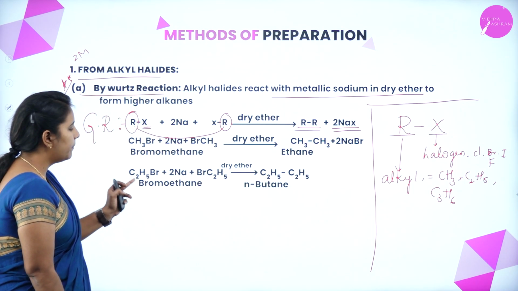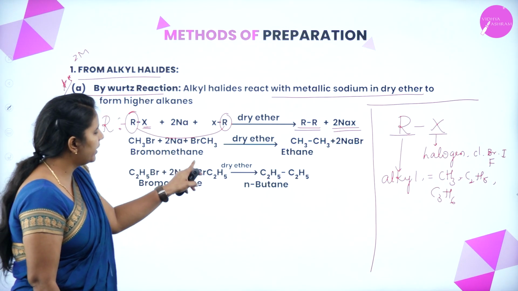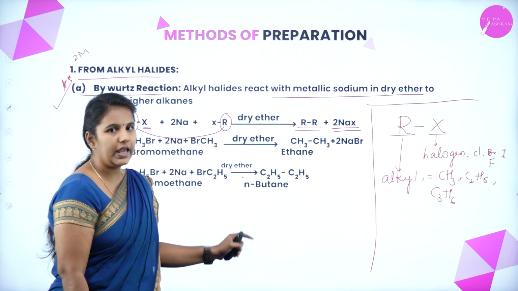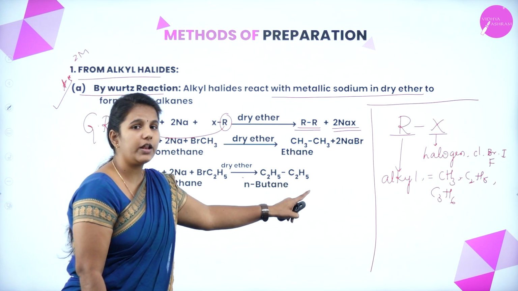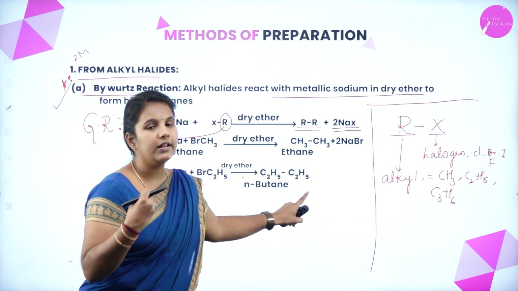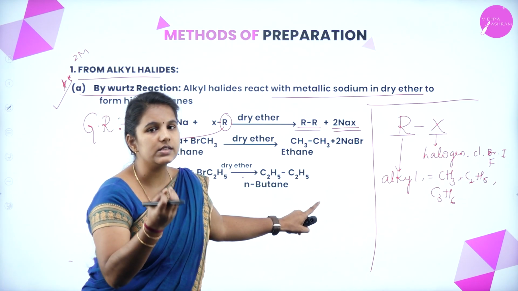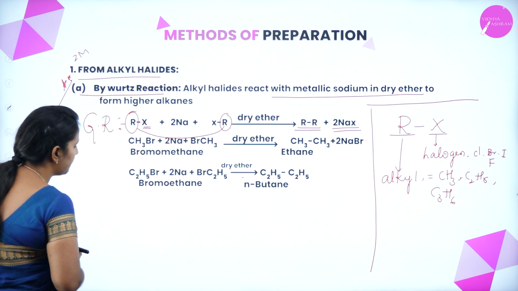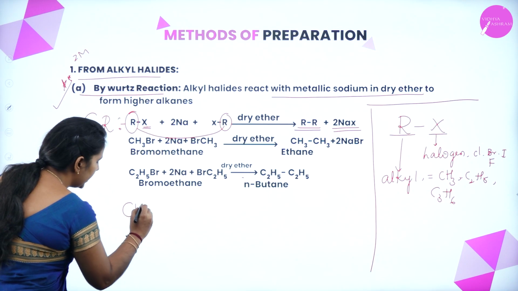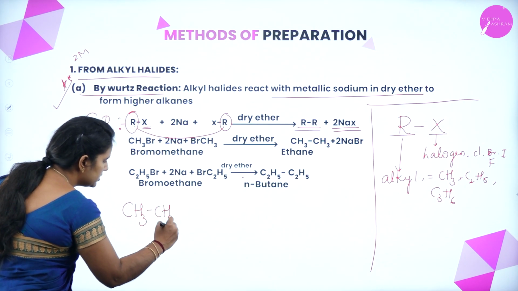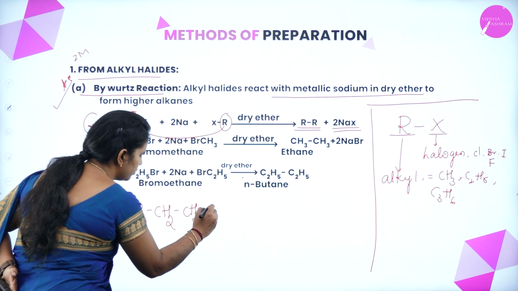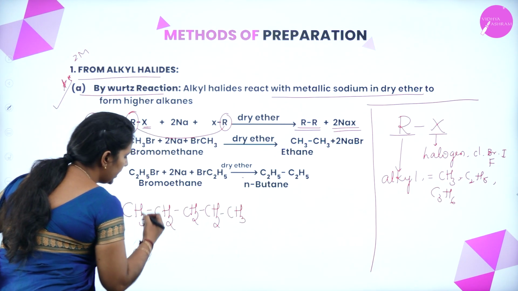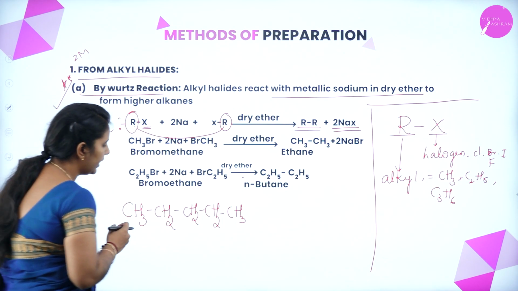Similarly, you can take bromoethane, which is allowed to react with the sodium metal. In presence of dry ether, it forms n-butane. Why is it n-butane? Because all the carbon atoms are arranged in a straight chain. Hence, it is named as n-butane. Now, I can write one more example for you. That is CH3, CH2, CH2, CH2, CH3. I said I am using 2 moles of alkyl halide.